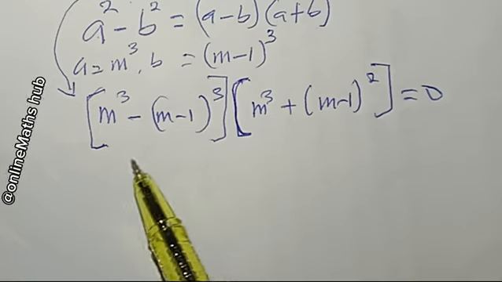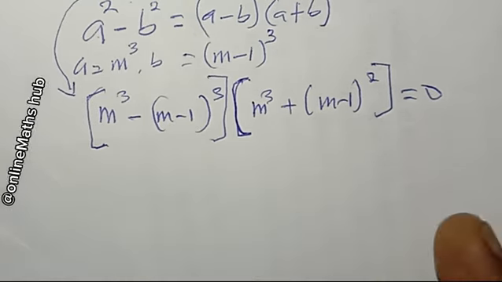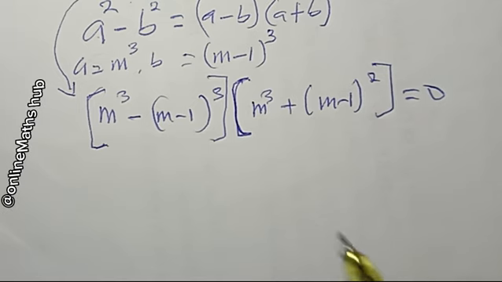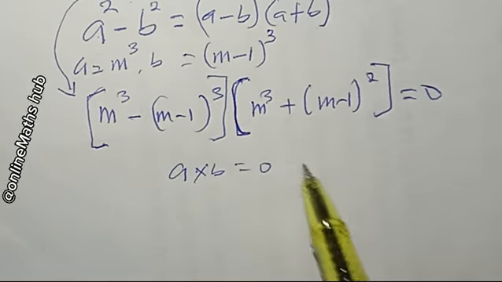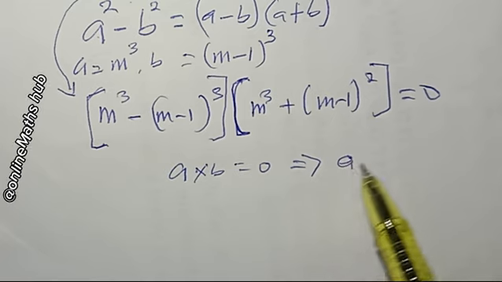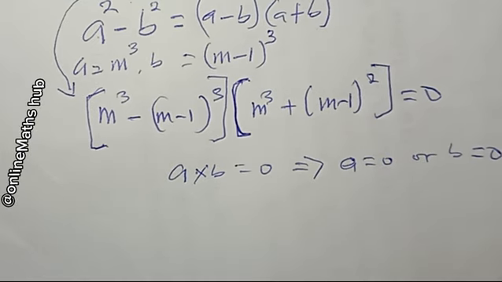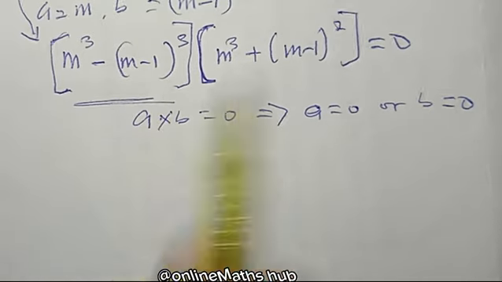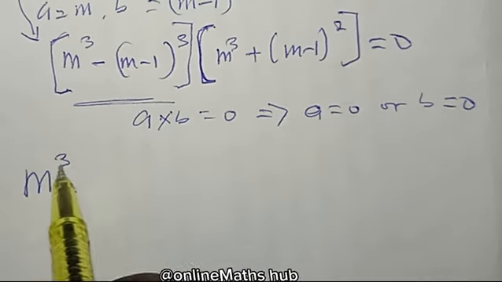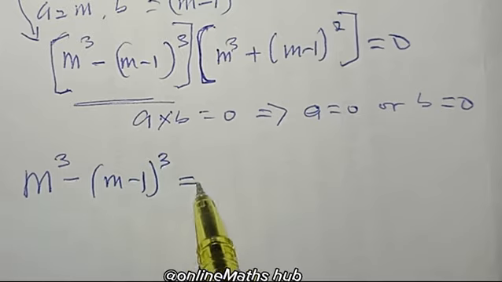You can see that the product of these two terms gives us 0. So we're going to use the zero product rule, which says that if you have two terms multiplying themselves, say a multiplied by b is equal to 0, this will only happen if either a is equal to 0 or b is equal to 0. So we want to find out which of these terms will be equal to 0. Picking the first case, we have m cubed minus (m minus 1) raised to power 3 is equal to 0.